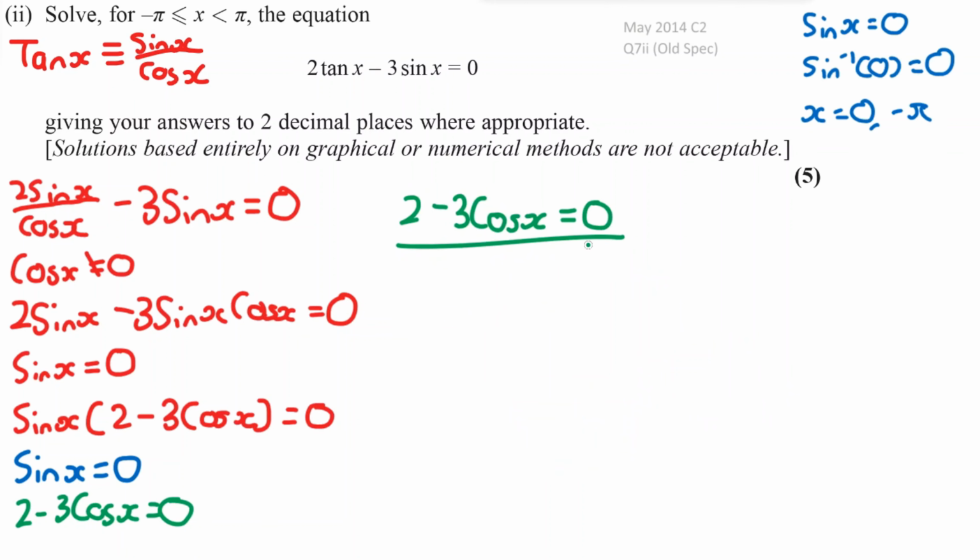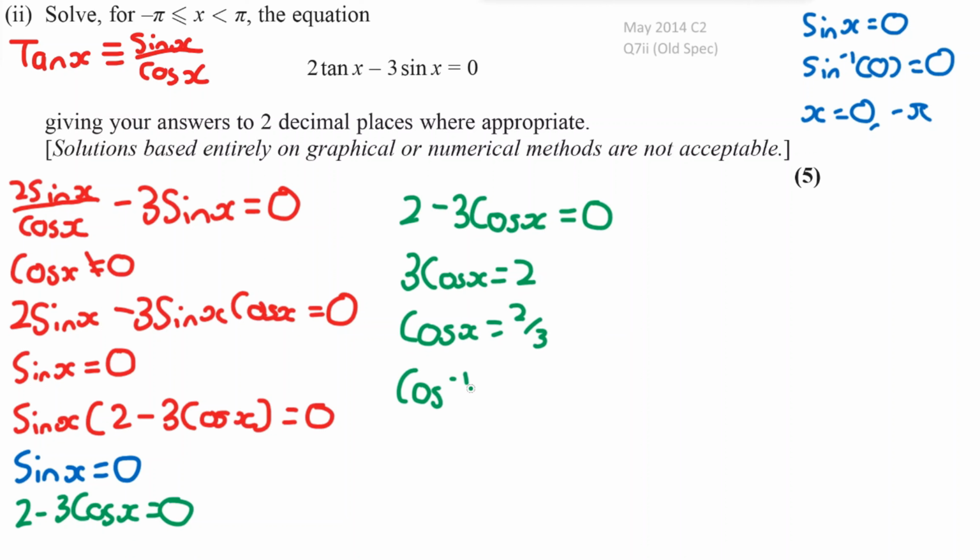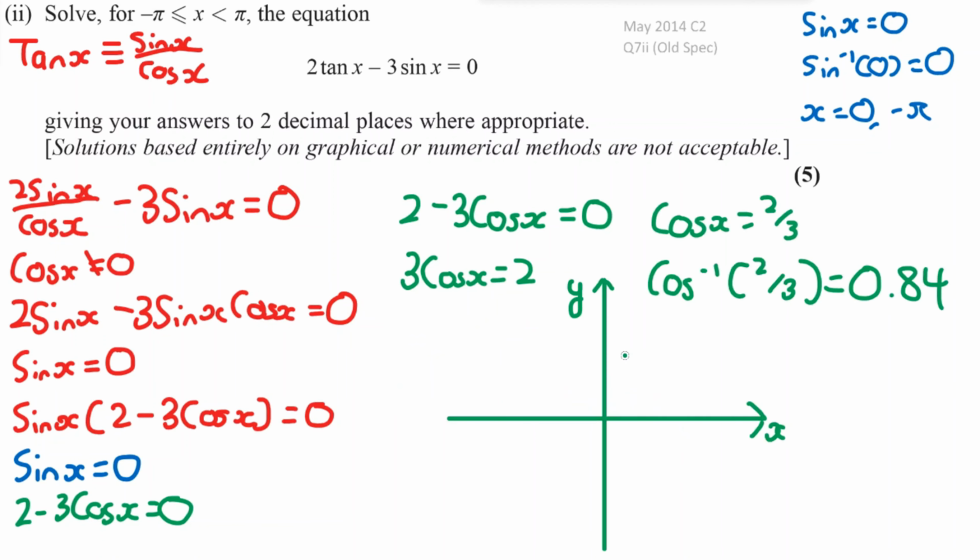And then for the other equation, 2 minus 3 cos x is equal to 0, let's move the 3 cos x onto the other side to get 3 cos x is equal to 2, and divide both sides by 3 to get cos x is equal to 2 over 3, and then the inverse cos of 2 over 3 in radians is 0.84.